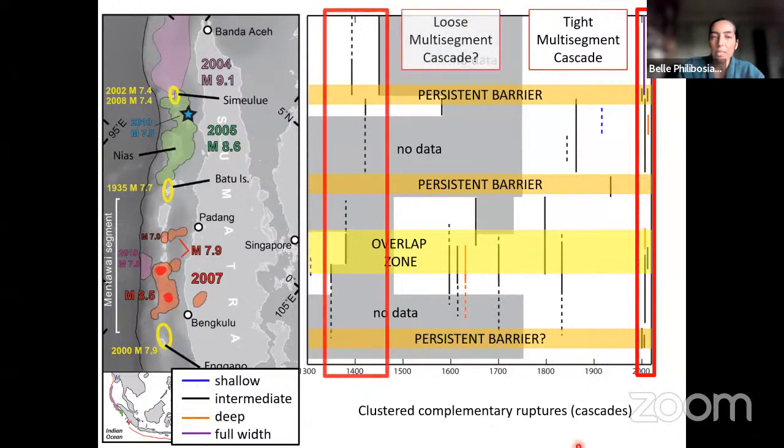There is maybe a more loose cascade around the year 1400, but this is much more spread out. So that's not as definite a cascade as this modern example is. So definitely we could say that once one earthquake occurs here, it's very likely to trigger others in neighboring areas.